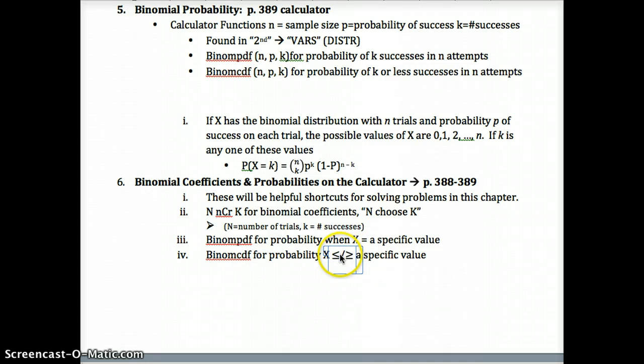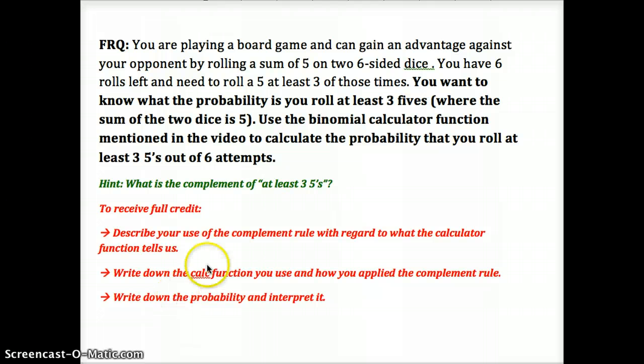So the calculator will show you less than or equal to. If you want greater than or equal to, you're going to need to use the complement rule, which will be critical for your free response coming up. So remember the complement rule being 100% minus the value, since binomial CDF gives you less than or equal to. So pause now for your free response, or pause after I explain.